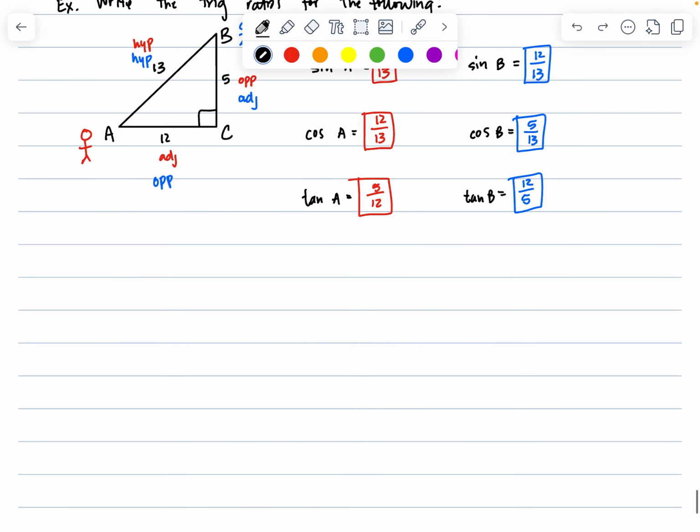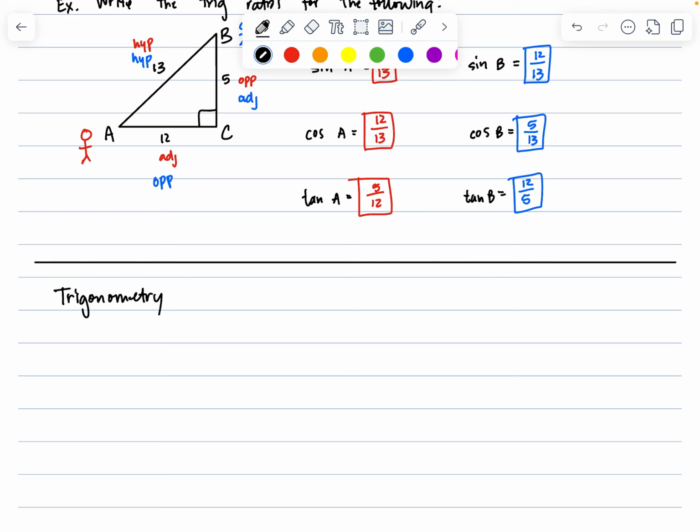So when it comes to actually solving trig, and do another dividing part, we could then say, okay, trigonometry for solving for sides.